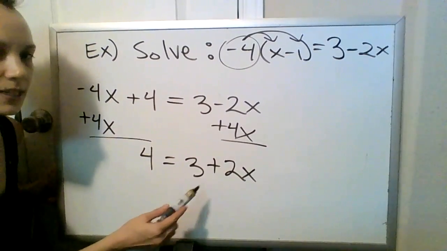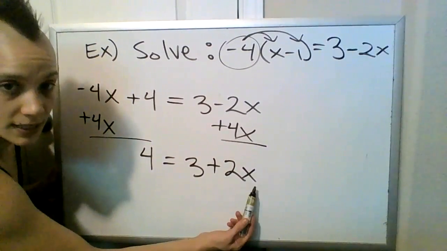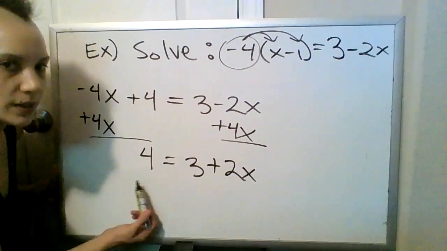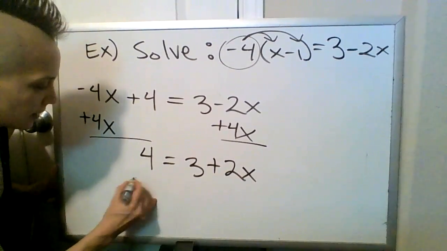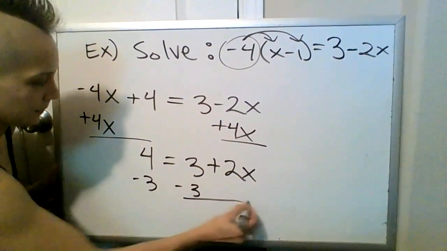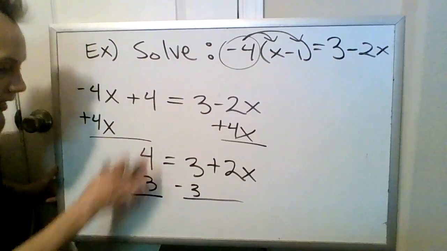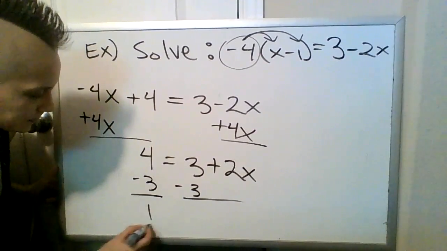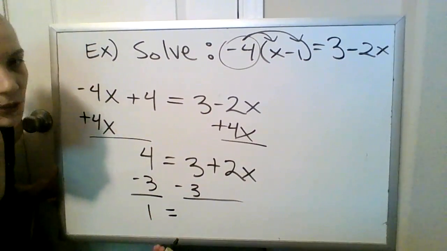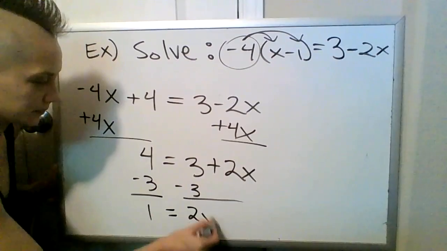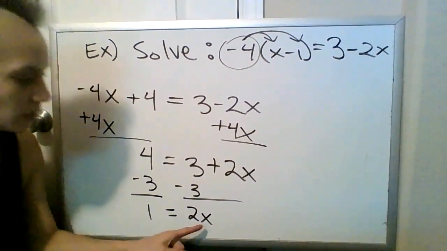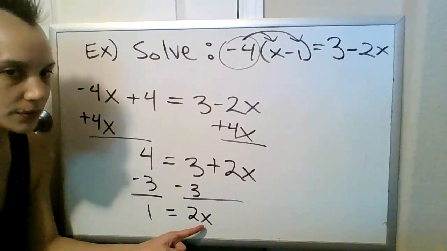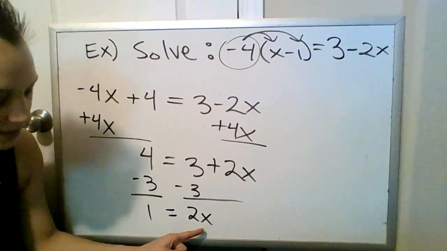And then we can keep x on this side. Let's subtract 3 from both sides of the equation. So this side is now a positive 1 equal to 2x. Again, you're trying to get x by itself. That's how you solve for x.